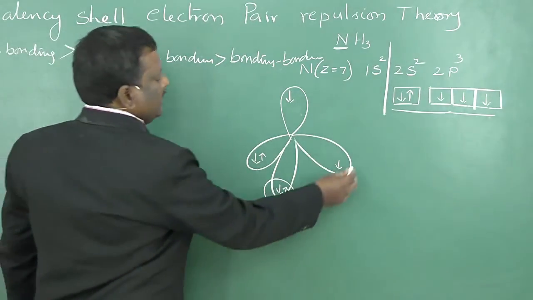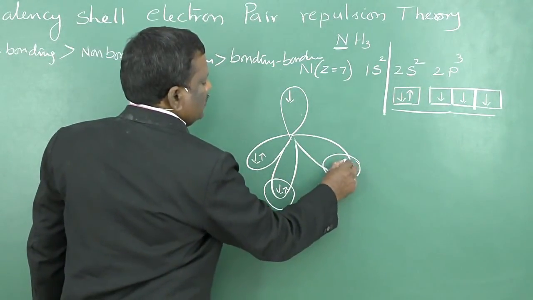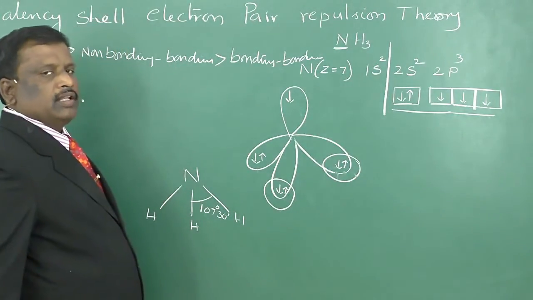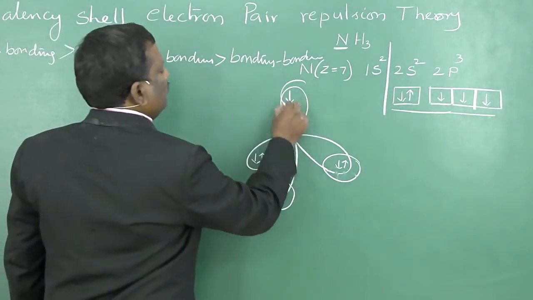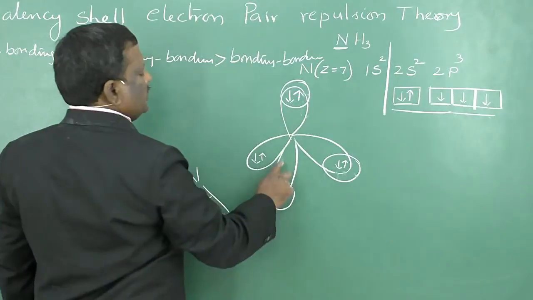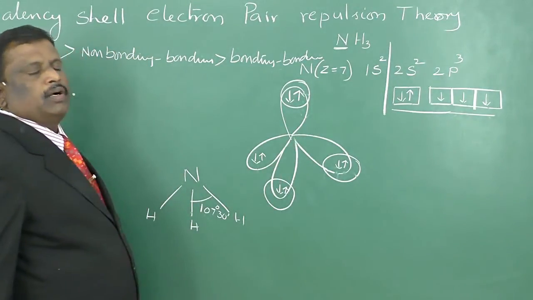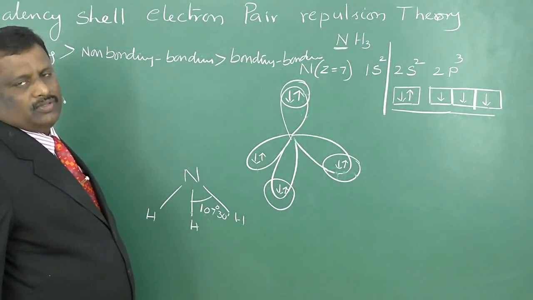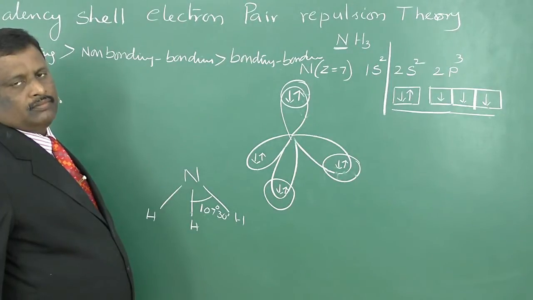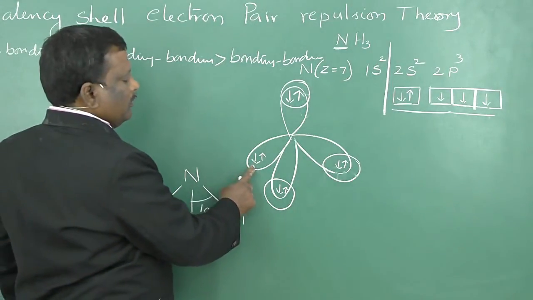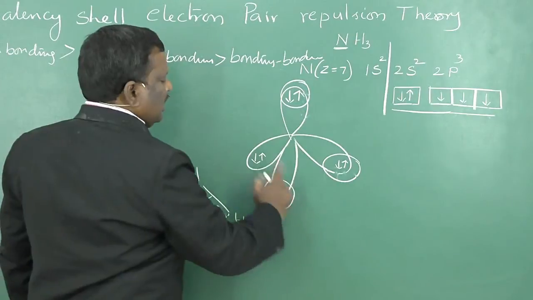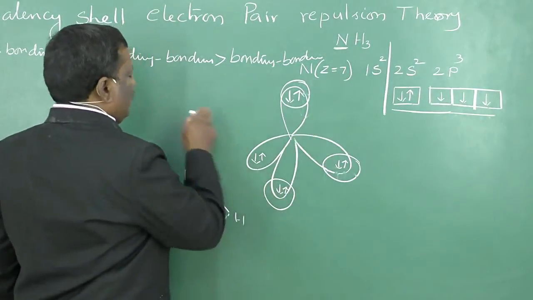And another hydrogen atom overlaps here, and by mutual sharing of a pair of electrons forms another sigma bond, and the third hydrogen will form the third sigma bond. So nitrogen will form 3 sigma bonds with 3 hydrogen atoms. And this pair is a non-bonding pair. Now in the valency shell of nitrogen, we have 4 pairs of electrons.